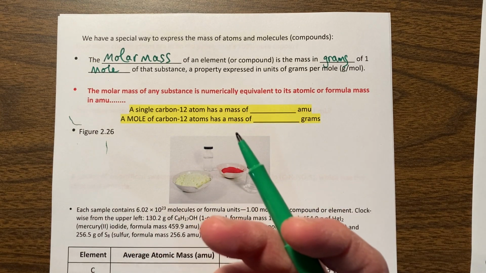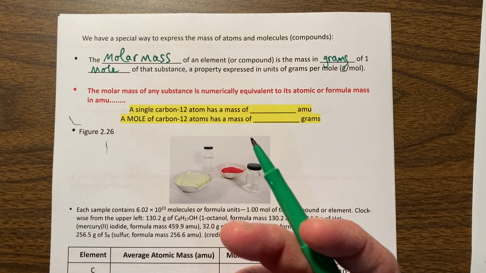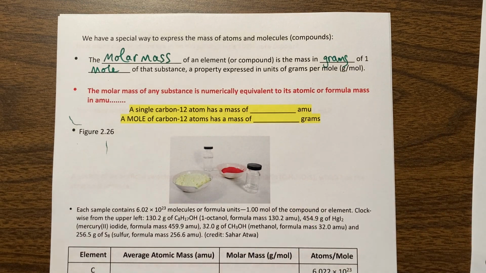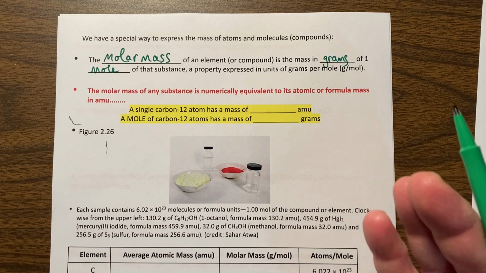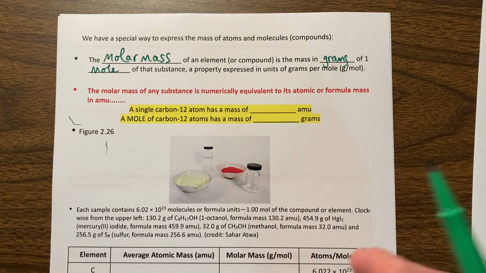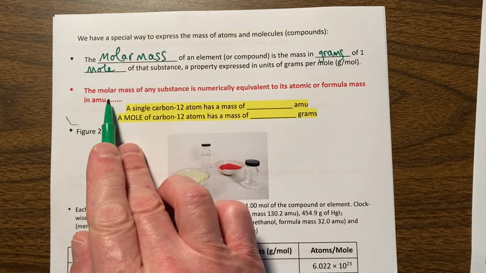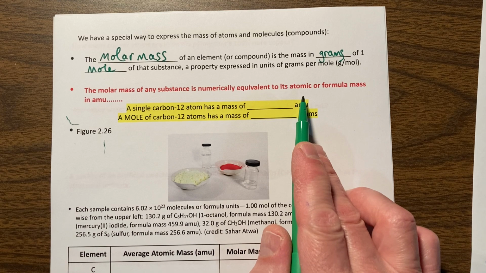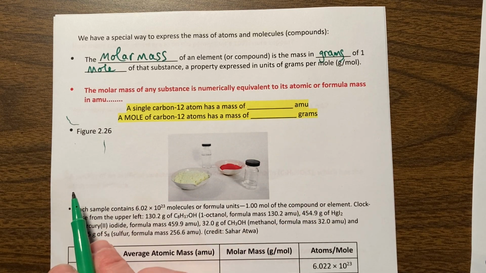which is a very tiny unit. We can't actually weigh atomic mass units in a lab. We have to weigh things in grams. So because of the way we define the atomic mass unit based on carbon-12, atomic mass units in grams essentially have the same meaning. So the key point is that the molar mass of any substance is numerically equal to its atomic or formula mass in atomic mass units.